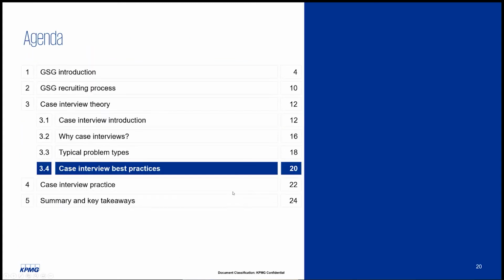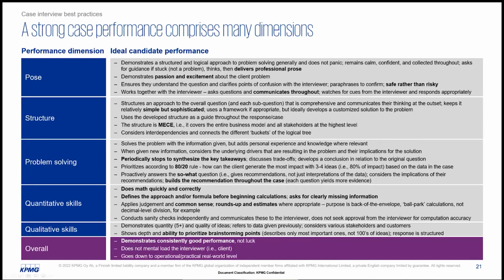If there's nothing more, then we'll move on. We're going to try to spend a bit more time on this, but also finish around 5 so we can go to the actual case practice. So looking at some best practices and what we're really looking for in an ideal answer to a case interview, there are different dimensions that we look at: pose, structure, problem solving, quantitative skills, qualitative skills. These are roughly in line with what we talked about earlier. I'll go through these point by point because a lot of these are really useful, and then I can elaborate on different points if there are any questions.